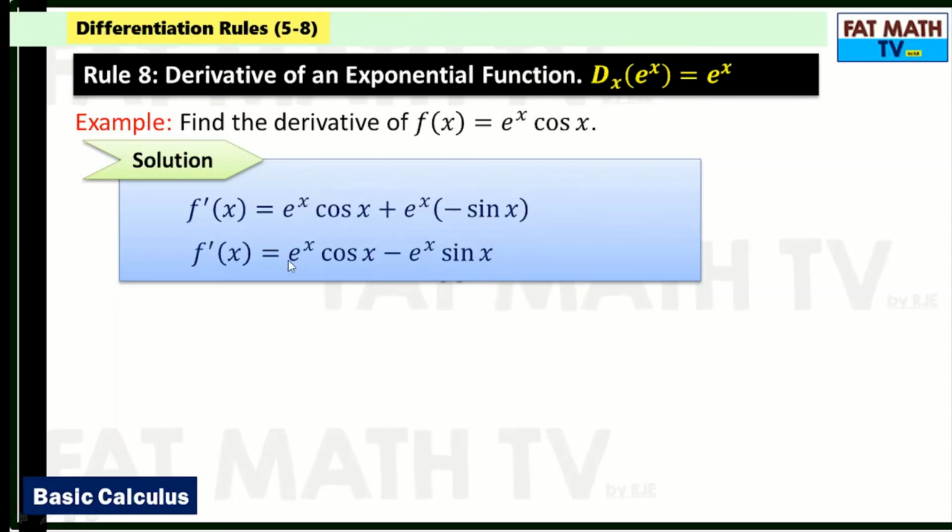Or you can express that as e raised to x cosine x. Plus, if you multiply this, this is going to be negative e raised to x sine x.